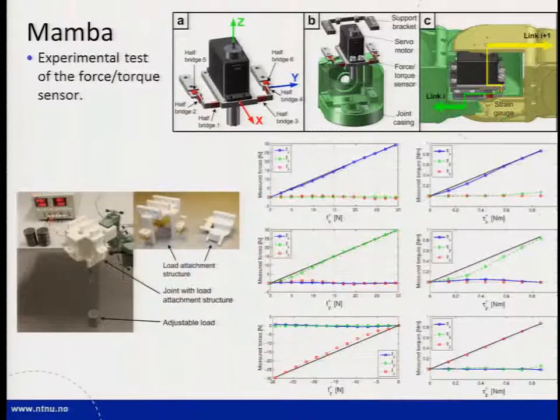We have experimentally validated the force sensor and found that it can fairly accurately measure forces and torques acting on the robot. This was done with an experimental setup where we applied known forces and torques to a module and found the mapping from strain gauge measurements to these known forces and torques.